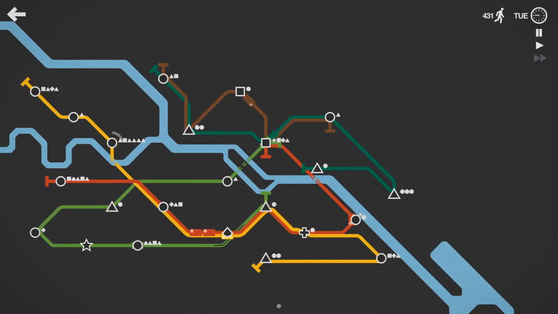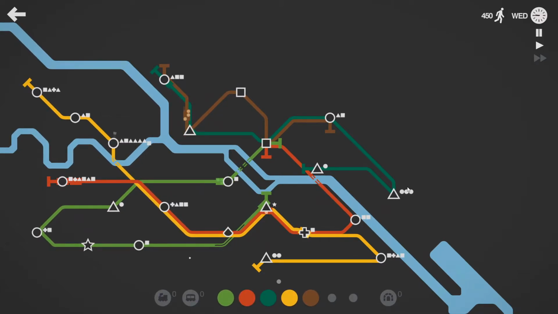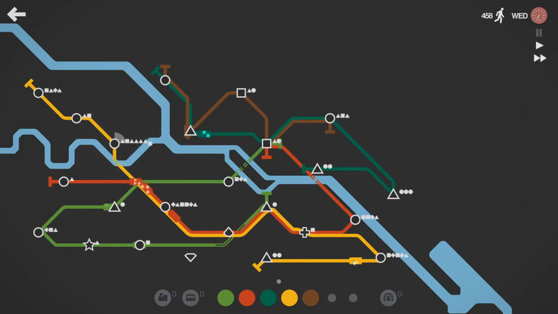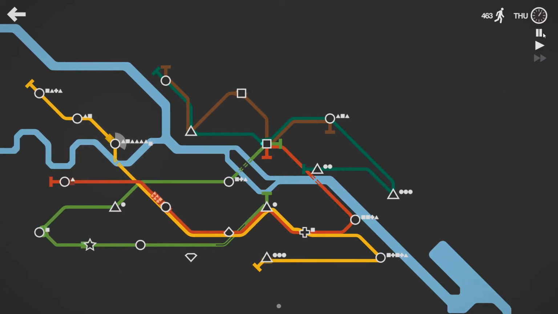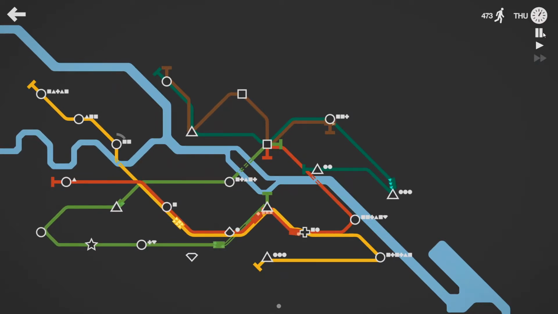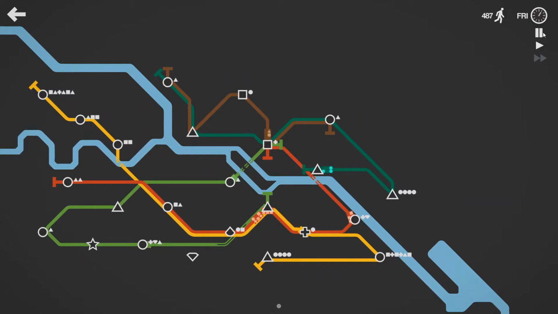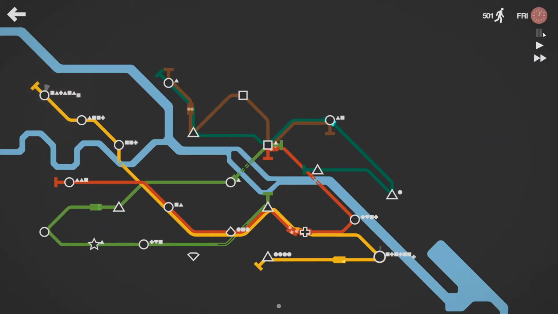Oh, I don't like this. Okay, I sort of fixed it. The yellow is getting extremely long. Okay, you get back there. Serve these annoying people yelling at me. The red is going to pick them up. Most of them are squares. That works for me.